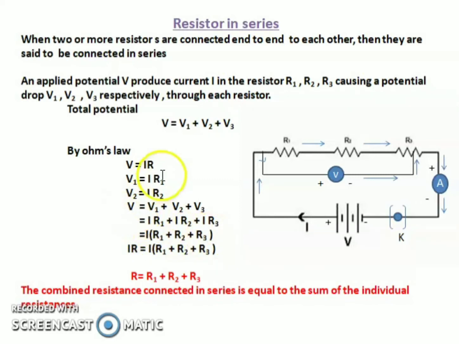Now you know V is equal to IR. So IR is equal to I into R1 plus R2 plus R3. Here I is common, so it will be removed. So R is equal to R1 plus R2 plus R3. The combined resistance connected in series is equal to the sum of the individual resistances, that is, R1, R2 and R3.